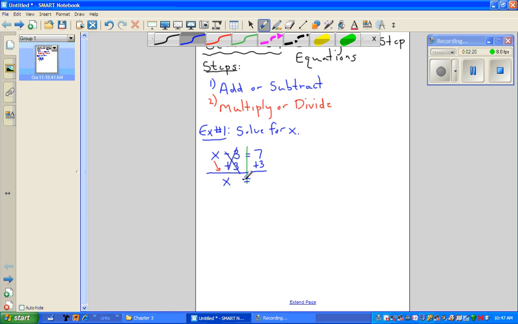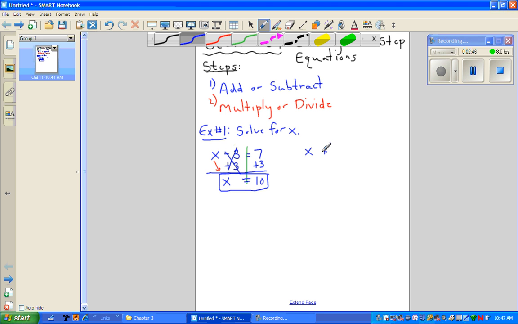Bring down your equal sign. And then on the right-hand side, you actually do 7 plus 3, and you end up with x is equal to 10. Okay? Now, to check your work, you put the 10 back in here, and on this side over here, 10 minus 3 gives you 7, so 7 equals 7. All right? Another example of adding or subtracting would be something like this.